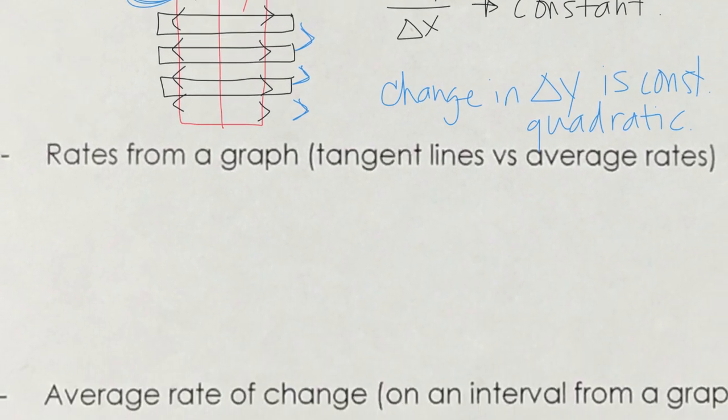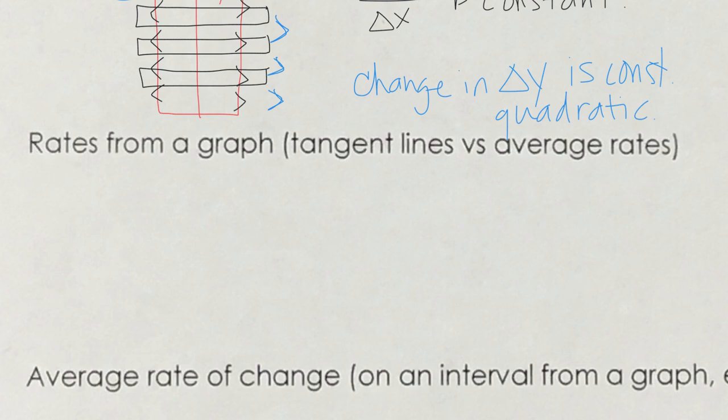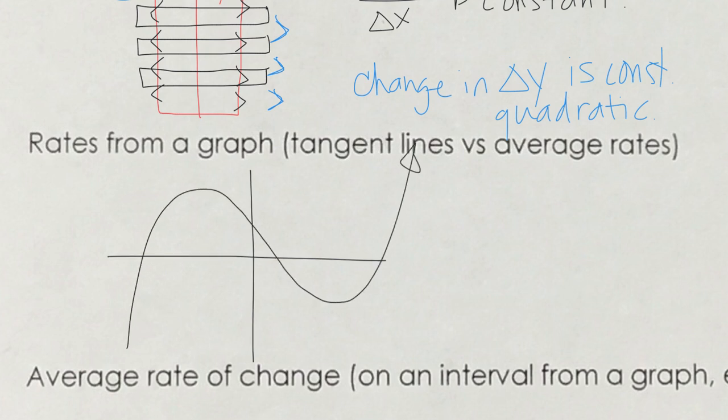Okay, rates from a graph, tangent lines versus average rates. So let me draw an example of a graph here, just for fun. So a tangent line is one that touches your graph in exactly one place. Okay, and we're going to estimate this because we need to have calculus techniques in order to actually find it. So that's a tangent line. It touches in exactly one place.